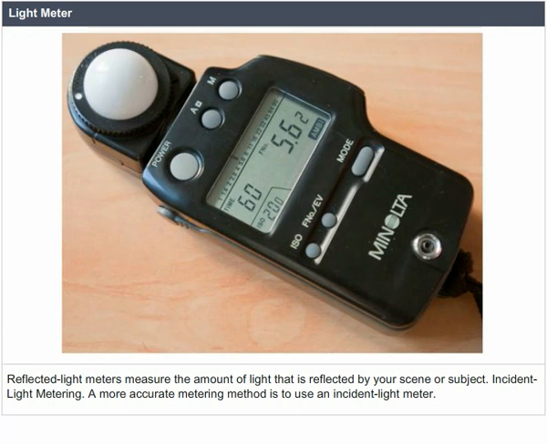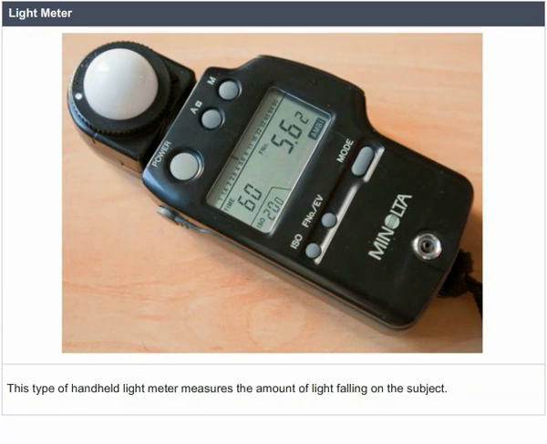Incident light metering. A more accurate metering method is to use an incident light meter. This type of handheld light meter measures the amount of light falling on the subject.